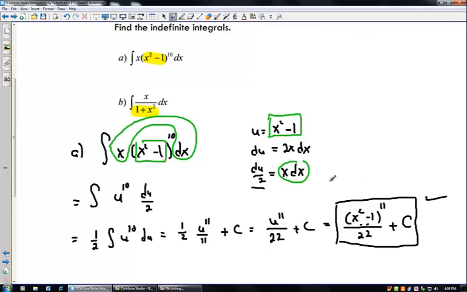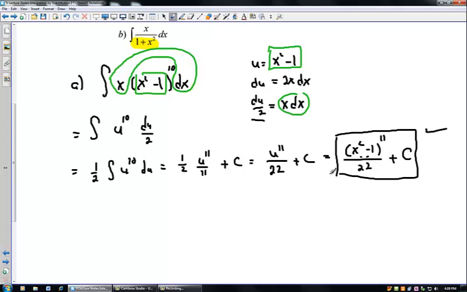Let's do the next one, part B. So B's a little more tricky. So I have x divided by 1 plus x squared dx. And so again, it's not one of my types. So I have to use u substitution.